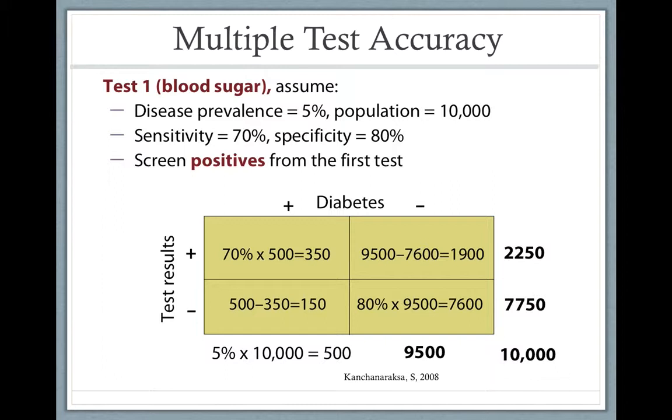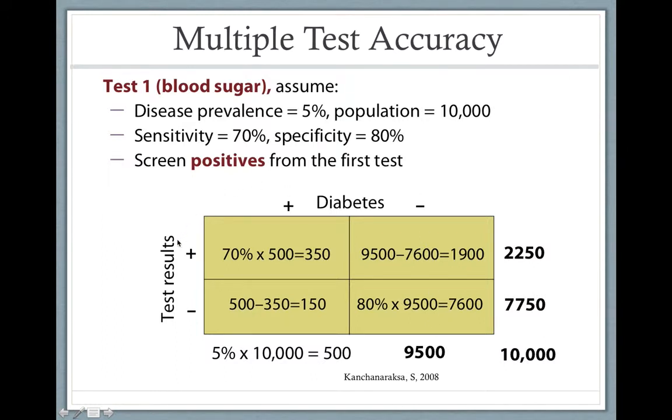First you're getting tested for blood sugar to see if you're potentially at a level that could be considered diabetic. And then after you are positive for this test, you will go to a second test. So in the first test, the prevalence of diabetes is 5%. So we have 10,000 people, and the prevalence is 5% times 10,000 or 500. So 500 people have diabetes, which means 10,000 minus 500 or 9,500 people are without diabetes.